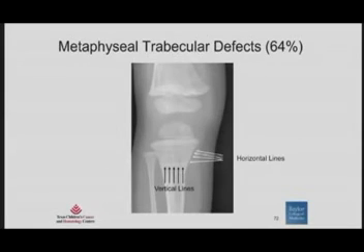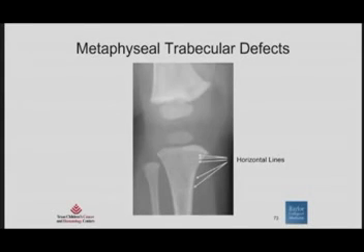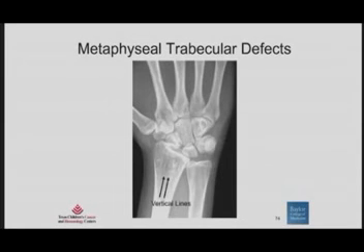In addition, patients were found to have metaphyseal trabecular defects, and the metaphysis is the area of the bone near the ends of the bone, or the growth plates. And these defects consisted of these lines, either horizontal or vertical lines, seen here. And this was found in 64% of patients. These are more examples of the metaphyseal trabecular defects, also shown here.